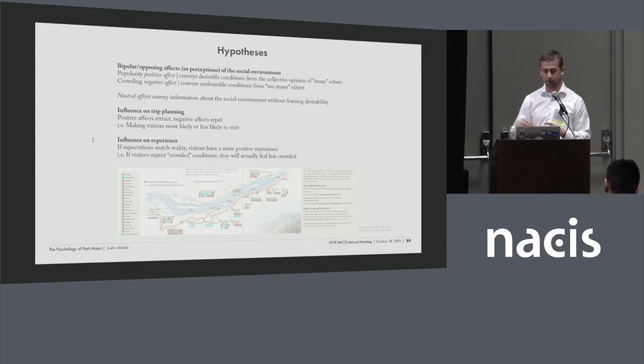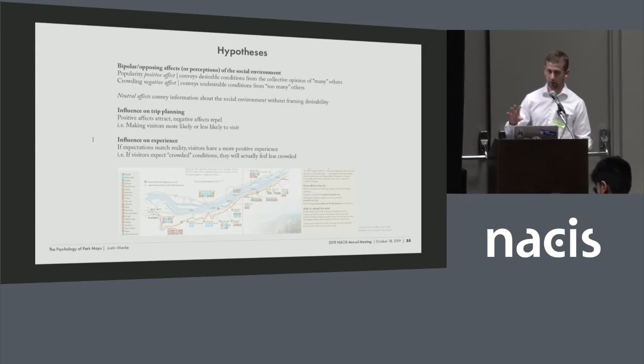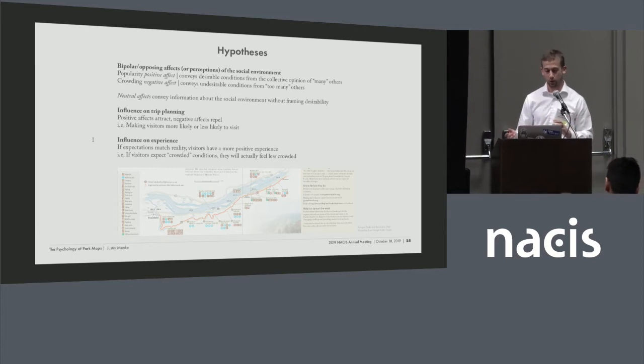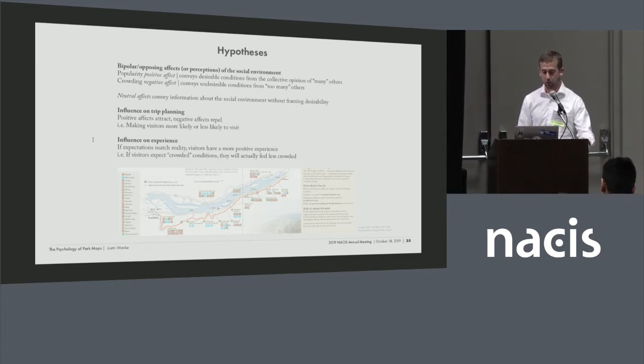And then some of the other terms were more neutral. Maybe they're still conveying some good information, but they're not framing things in such a positive or negative way. The implication of this is that, depending on how you frame the site, either through graphical information or, in this case, text descriptions, it's going to make visitors more or less likely to visit. And so it's going to influence their trip planning decisions.